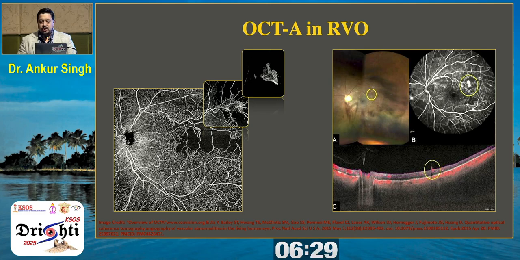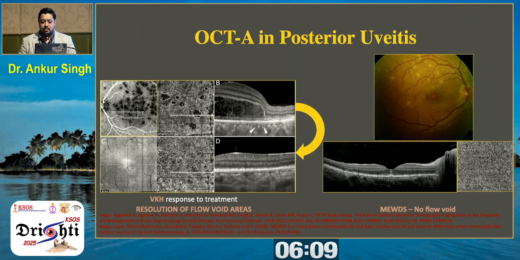OCT angiography can also help you identify NV in RVOs. You can also assess how well these patients are doing on treatment, because reduction in the size of this neovascular complex with decrease in the flow can help you understand that your treatment has taken a good effect.